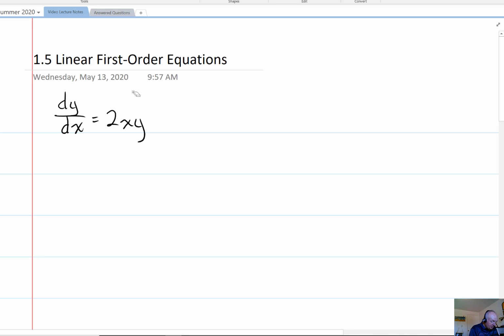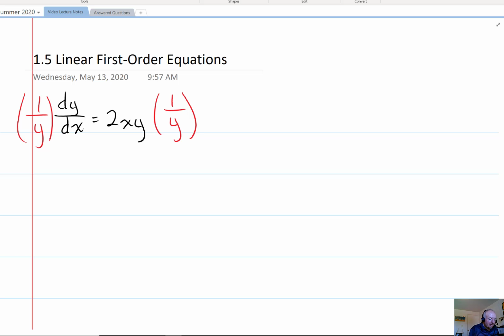And to accomplish that, we talked about separating the variables, but really what we did was we multiplied by 1 over y, and then we moved the dx over as well. But when we multiplied by the 1 over y, we were then able to integrate both sides. 1 over y is what we call an integrating factor.